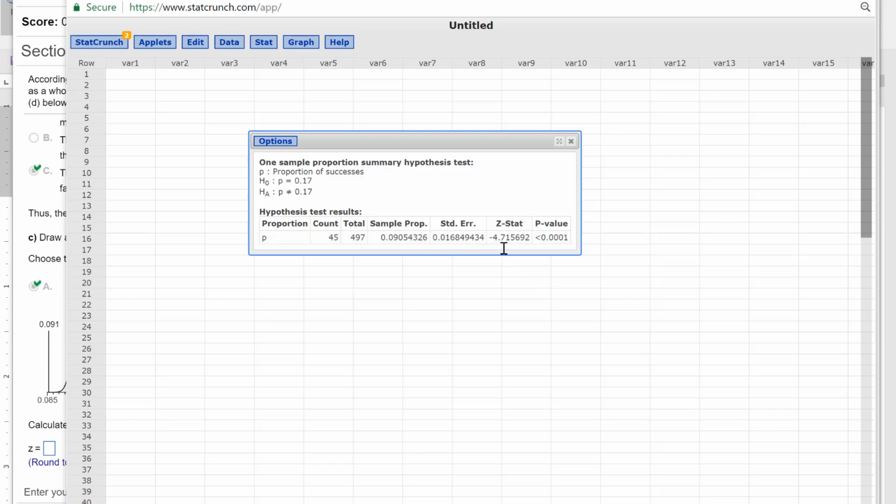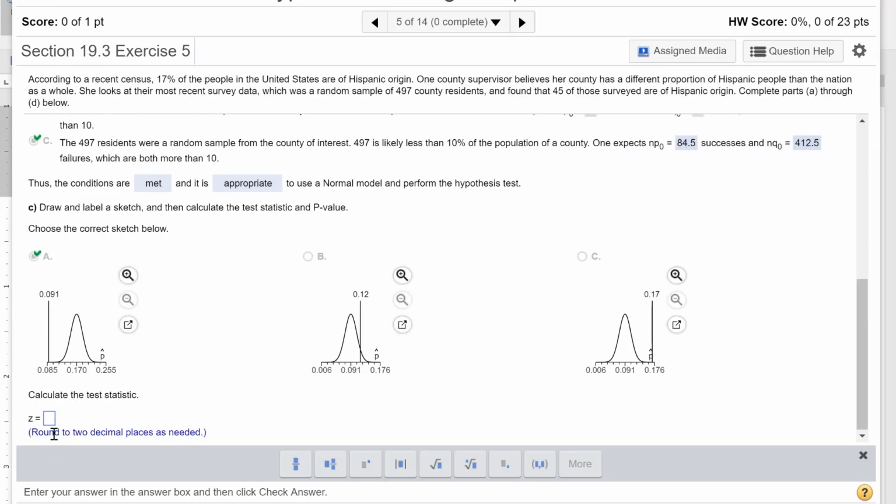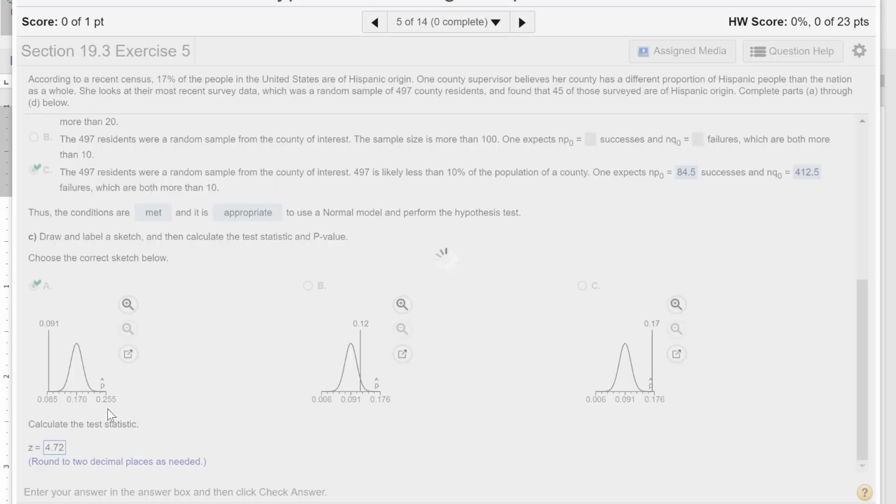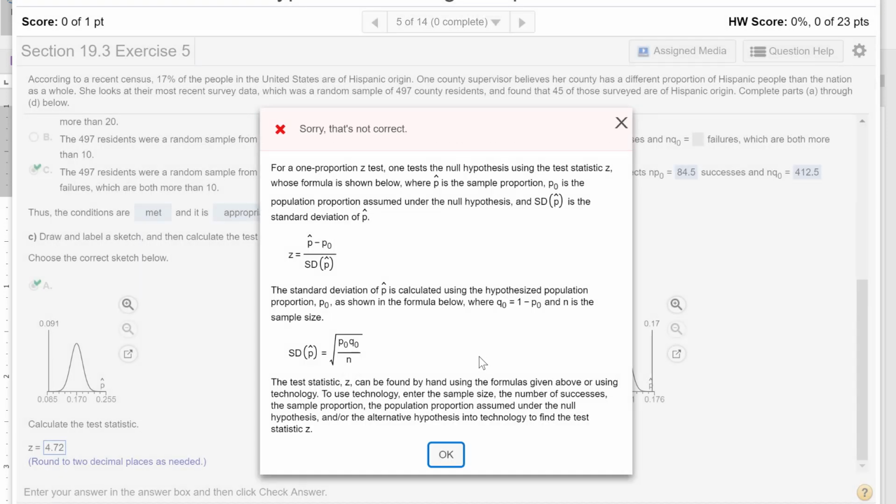Negative 4.72. Or sorry, 4.72. Let me see what they want me to round to. To two places, which is pretty customary for these statistics. So note here, I'll leave this in. Looks like I missed it. Maybe I misread the output. So let's look at it.